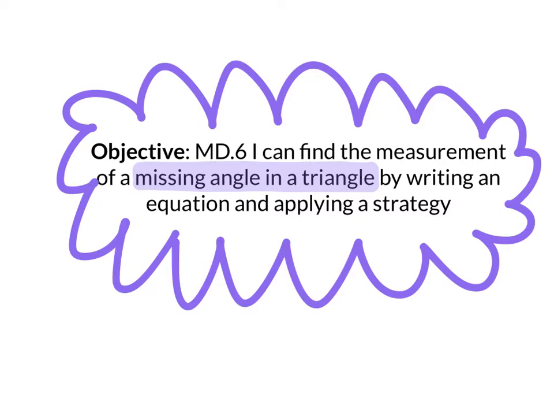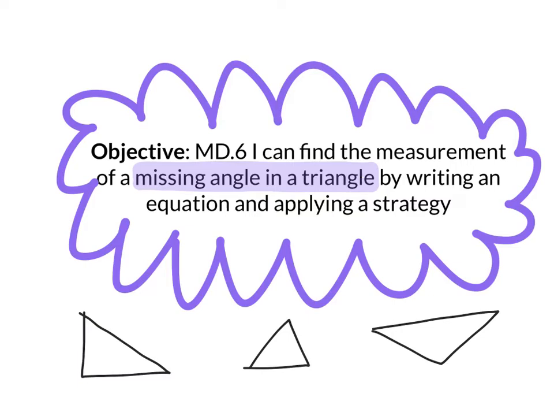So in our last video, we learned about the angle sum rule. And this is a rule about all triangles, so it doesn't matter what type of triangle we have. The sum of all three angles in any triangle is equal to 180 degrees. And this is true for all triangles.